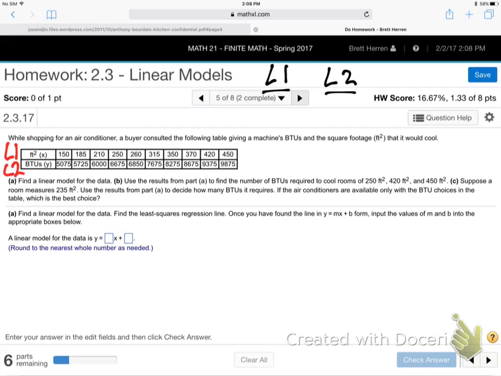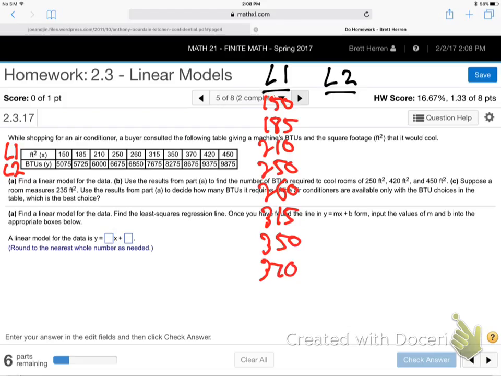L1, L2. So you're going to make L1 be 150, 185, 210. You have to enter them all. 250, 260, 315, 350, 370, 420, 450.